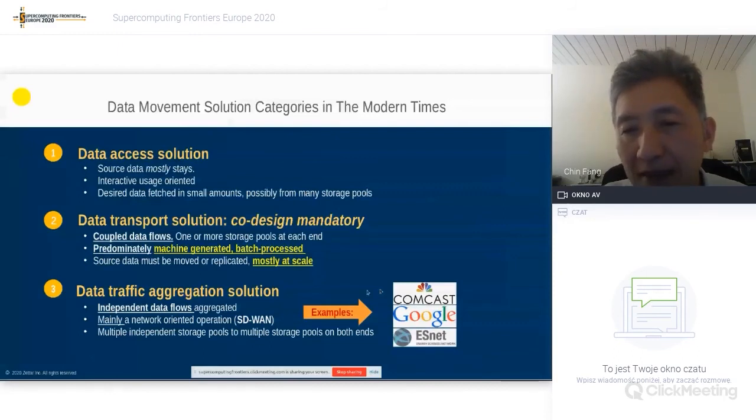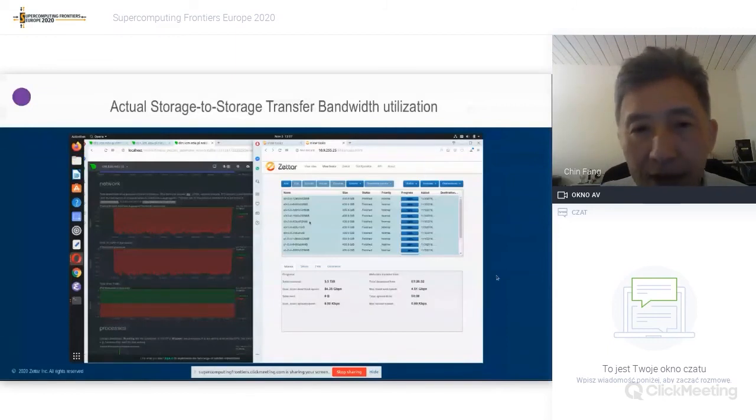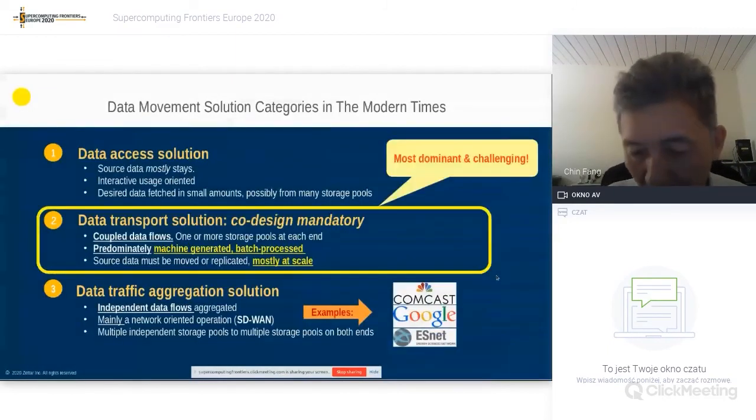Most high-speed demonstrations or demos at the ISC or SC conferences are of this type. Data transport? No, not really, okay? Hold on. So this is the most dominant and most challenging, and it's difficult to do well because you have to really make sure you understand the code design principle and apply them. And this is something that many parties, even today, do not do. And that's why they cannot get a high enough or highly efficient transfer.